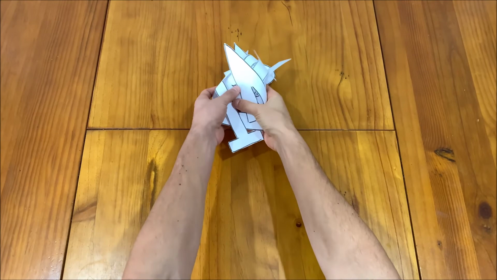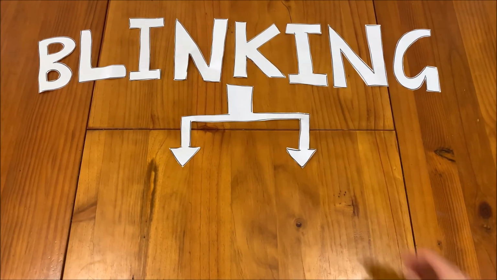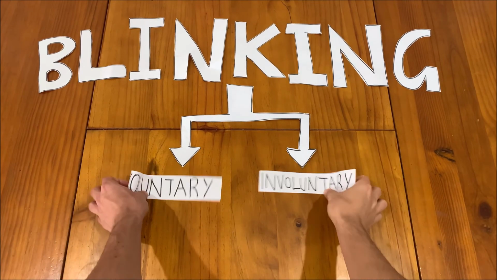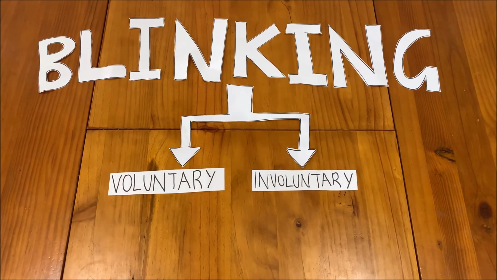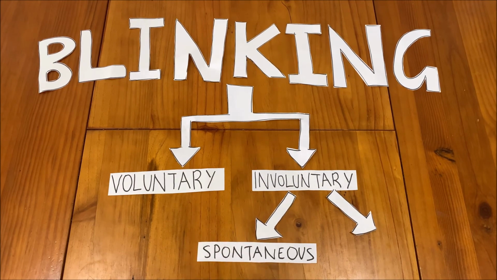Blinking is the coordinated opening and closing movements of the eyelids. It can be both voluntary and involuntary, which is further broken down into spontaneous and reflex. Spontaneous blinking is centrally controlled and regulated by activity of the caudate. Reflex blinking will be discussed later in the video.